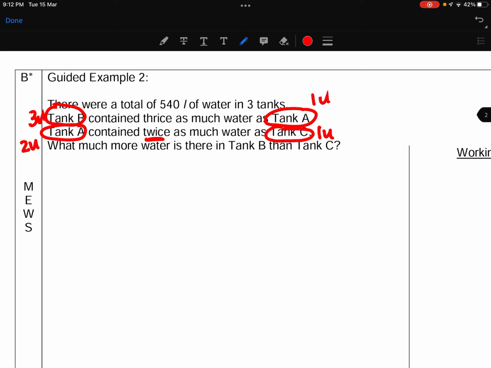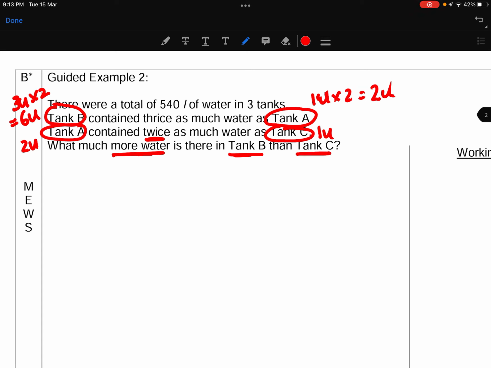But do you notice that for tank A, there is a conflict here? What is different? In the previous sentence it says that tank A is 1 unit, and in the next sentence tank A is 2 units. So I'm going to make them the same because you're talking about the same tank. So I'm going to times 2. If I times 2 here, I will need to times 2 for tank B. So tank B, I will have 3 units times 2, I'll get 6 units.